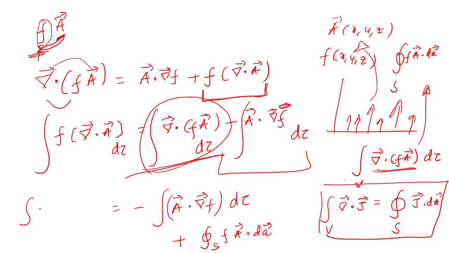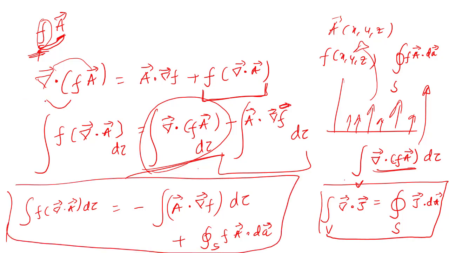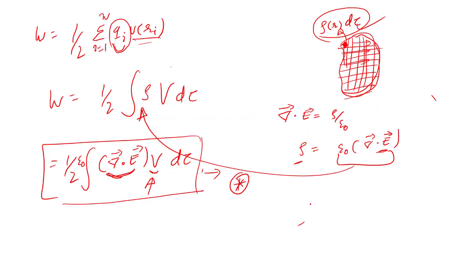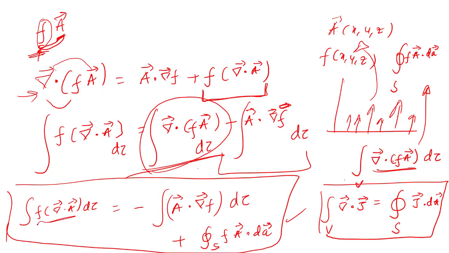And the other side is f times divergence of A d tau. So we can get this by simply doing divergence by parts, or the chain rule. So this we can use in the equation that we labeled as star, because here we have divergence of E times a function V, which is similar to this. So I can use this equation, let me call it hash, and then let's see what happens if I do that.